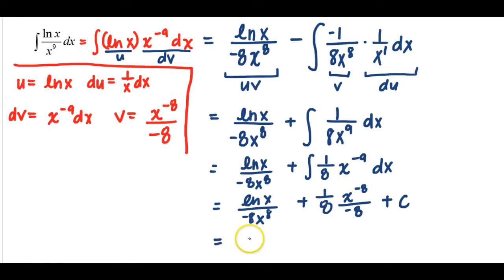So our final answer is going to be natural log of x over negative 8x to the 8th, and then minus, let's see, the bottom is going to become a 64. So I'm going to write this as 1 over 64x to the 8th plus c. And really, we don't need to simplify from here.